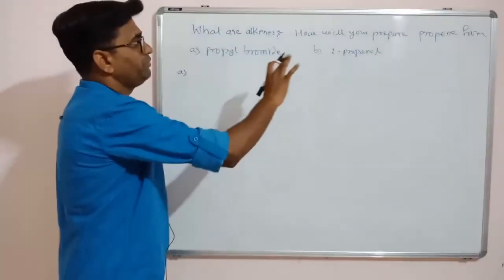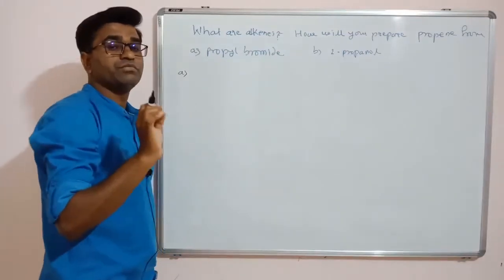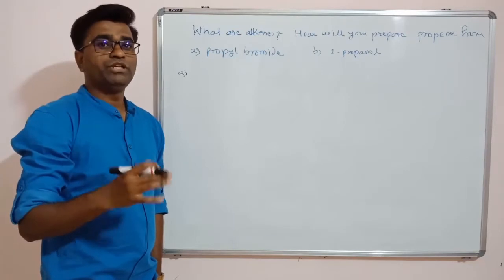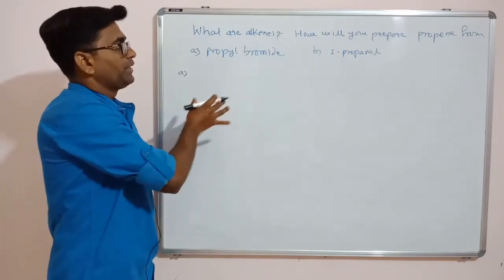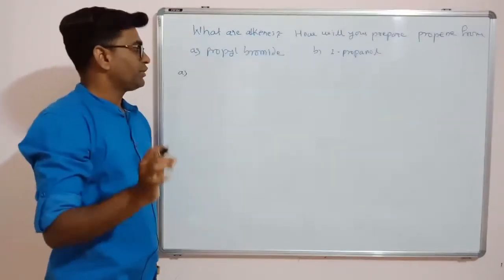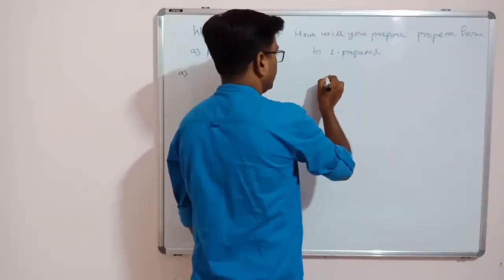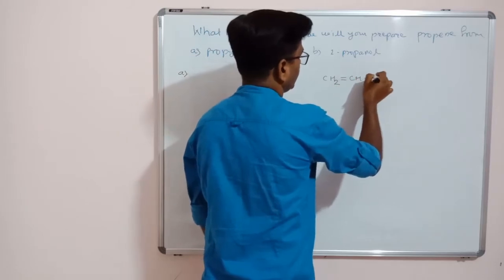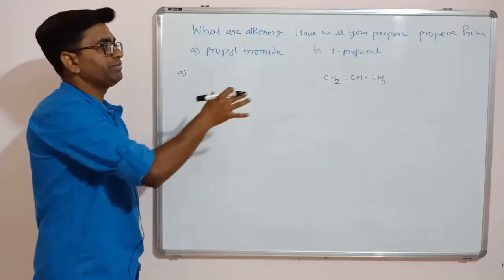First, how will you prepare propene? So your product is propene. You should know the structure of propene, then only you can think for the next step. Preparing propene means propene is the product. The molecular formula of propene is CH2=CH-CH3. This is the structure of propene. So you have to prepare this propene.